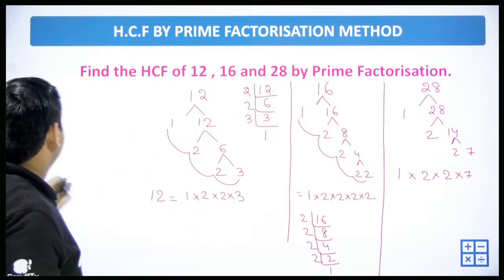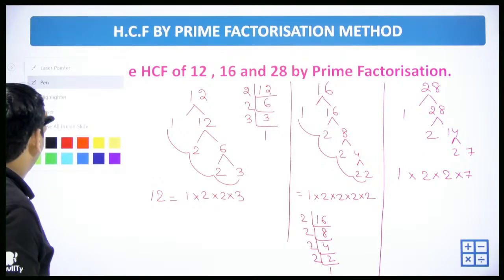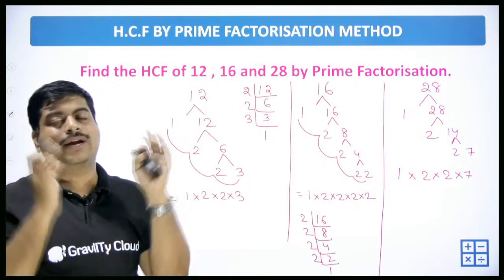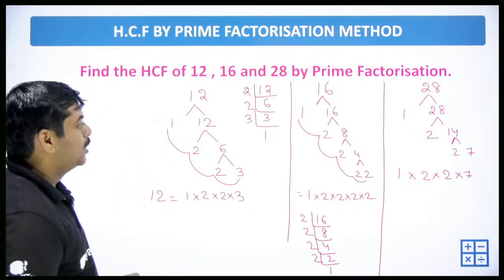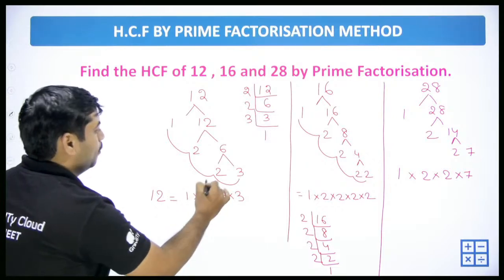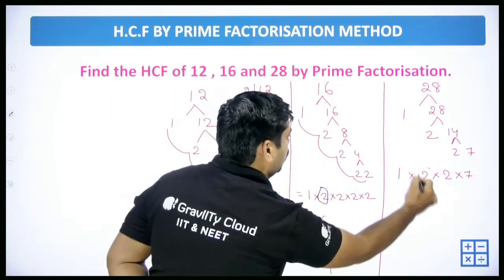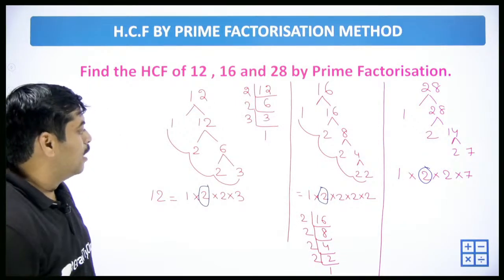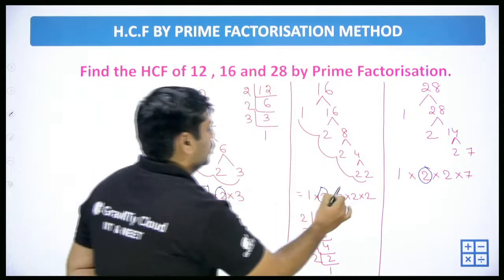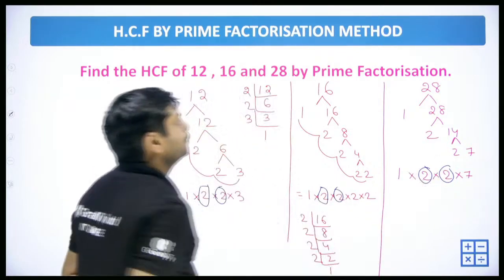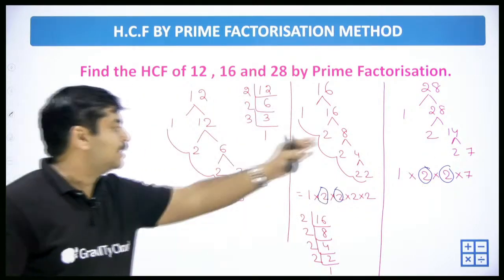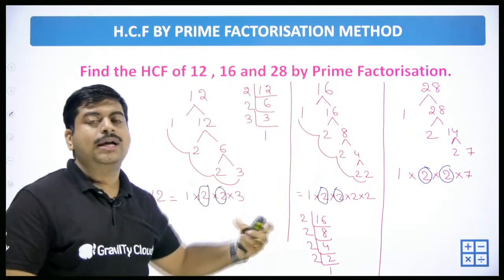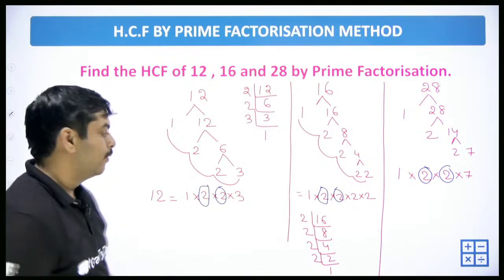Now the question is, we need to find all the common factors, and from those we need to find the highest common factor. So what are all the common factors? 2 is common, 2 is common, as well as 2 is common. Anything more? 1 is also common, but that's okay. Again, 2 is common in all. Anything more? 3 is here, but 3 is not here. 7 is there, but no. These are the only possible common factors.